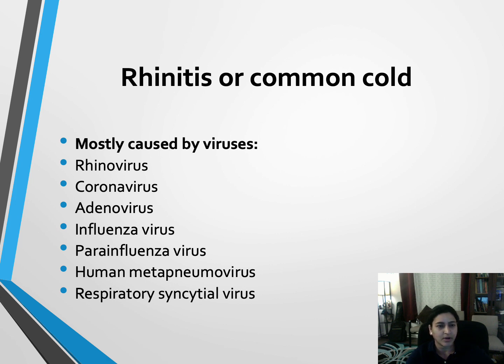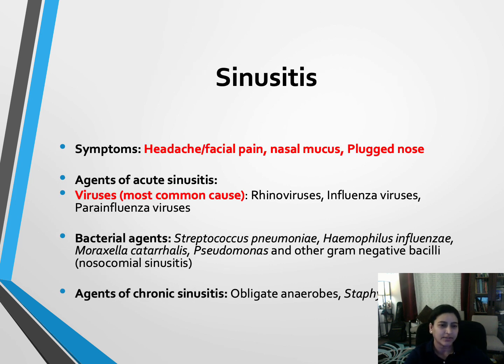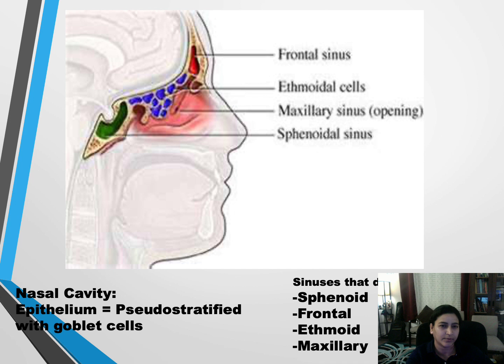Rhinitis, or common cold, is caused by a group of viruses that especially affects kids. For sinusitis, the agents of acute sinusitis are rhinoviruses and influenza viruses. There are some bacterial agents as well which cause sinusitis. Kids especially have their paranasal sinuses blocked, serving as good breeding grounds for bacteria, and that's how they end up with bacterial infection, and they would need antibiotics to resolve those issues.